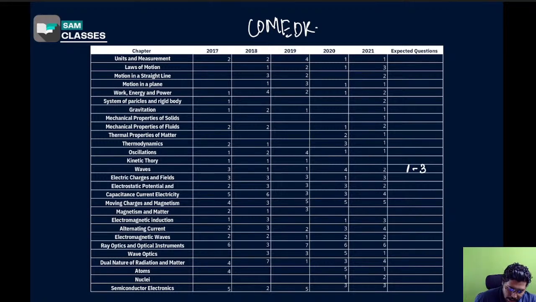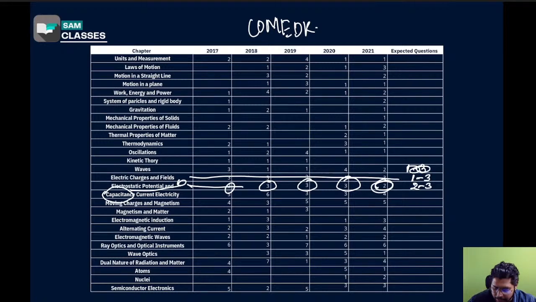Now, next chapter, electric potential and capacitance. This is wrongly written here, it should be here. 2 in 2017, 3 increased, again 2019 3, 2020 again 3, 2021 again 2. So again it is just going from 2 to 3. Electric charges we have to write here 1 to 3. Clear? So we are getting 2 to 3.